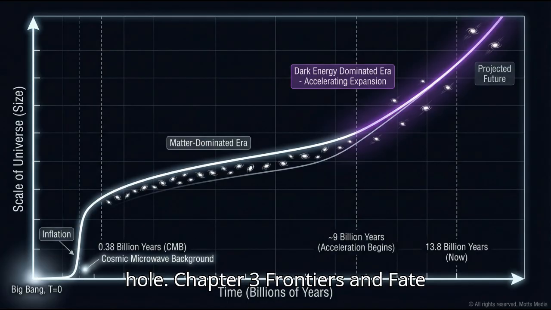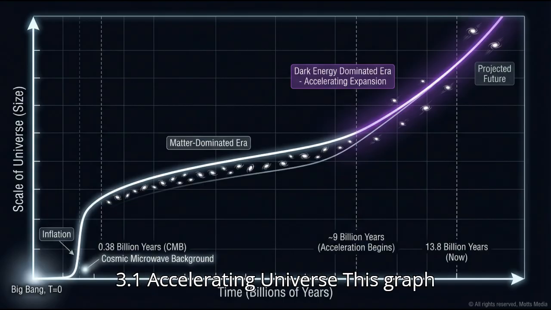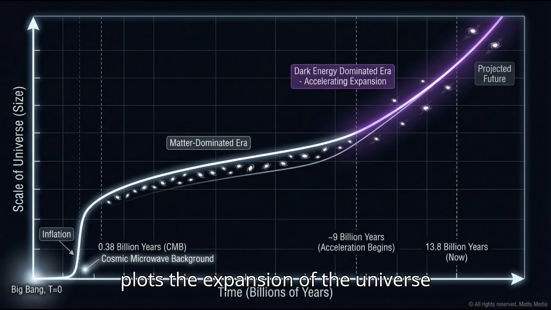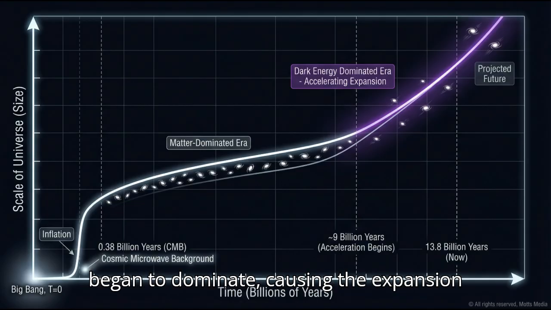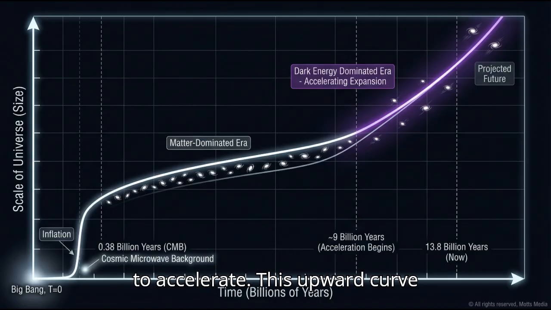Chapter 3, Frontiers and Fate. The Future of the Universe. Slide 3.1. Accelerating Universe. This graph plots the expansion of the universe over time. After an initial burst of inflation, the expansion continued at a steady rate. But about 5 billion years ago, dark energy began to dominate, causing the expansion to accelerate. This upward curve represents the runaway expansion of our universe, a discovery that has profound implications for its ultimate fate.